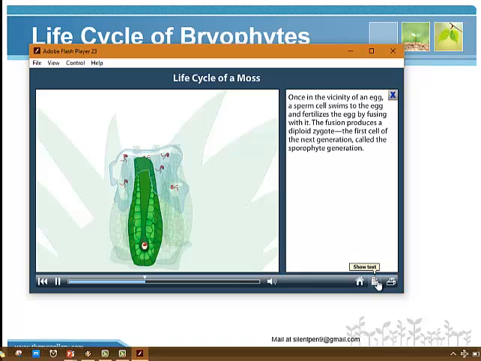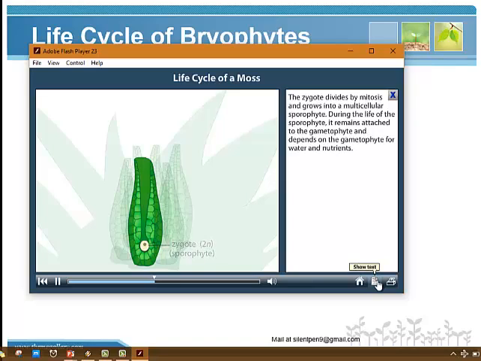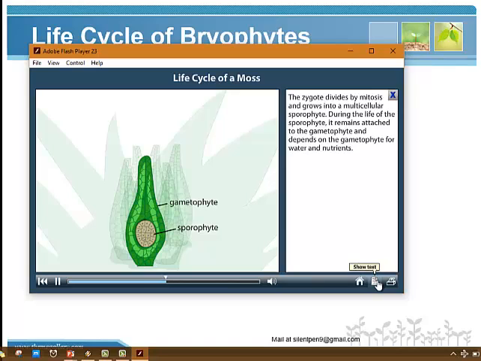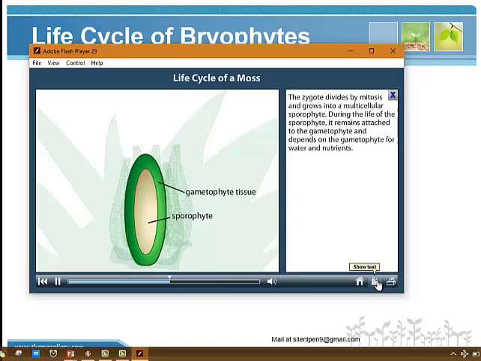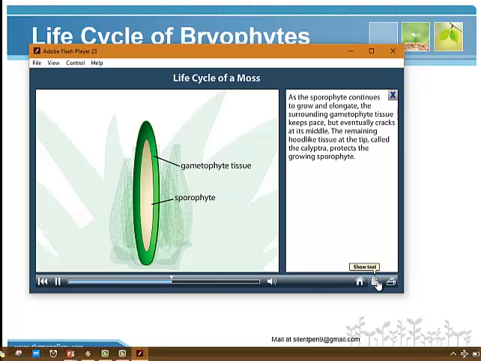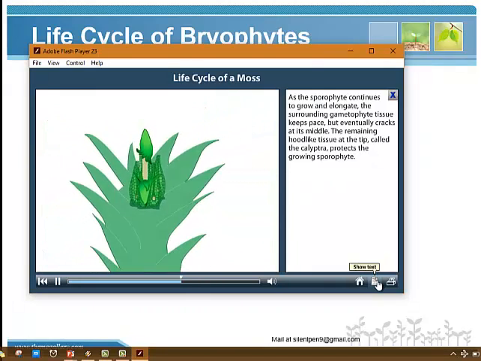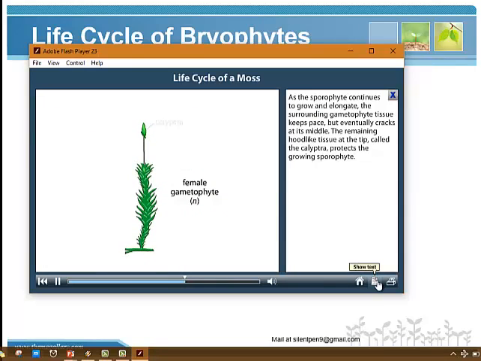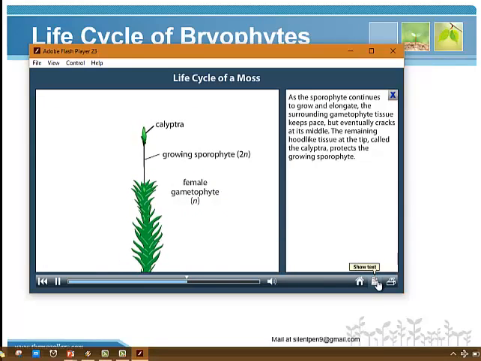Once in the vicinity of an egg, a sperm cell swims to the egg and fertilizes the egg by fusing with it. The fusion produces a diploid zygote, the first cell of the next generation, called the sporophyte generation. The zygote divides by mitosis and grows into a multicellular sporophyte. During the life of the sporophyte, it remains attached to the gametophyte and depends on the gametophyte for water and nutrients. As the sporophyte continues to grow and elongate, the surrounding gametophyte tissue keeps pace, but eventually cracks at its middle. The remaining hood-like tissue at the tip, called the calyptra, protects the growing sporophyte.